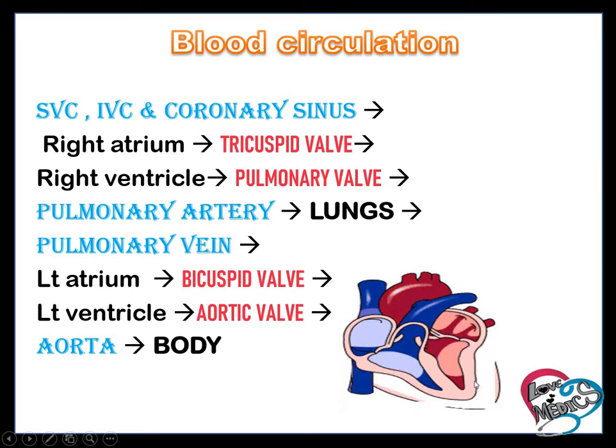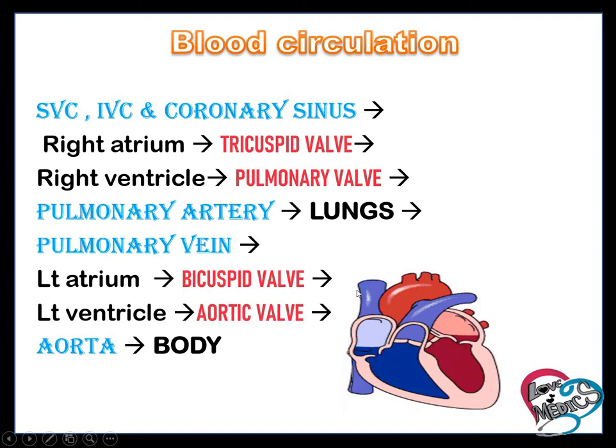Before that, we should know the human blood circulation. First, the deoxygenated blood is carried from all parts of the body by the superior vena cava, inferior vena cava, and coronary sinus. This deoxygenated blood drains into the right atrium, and this blood passes into the right ventricle through the tricuspid valve.